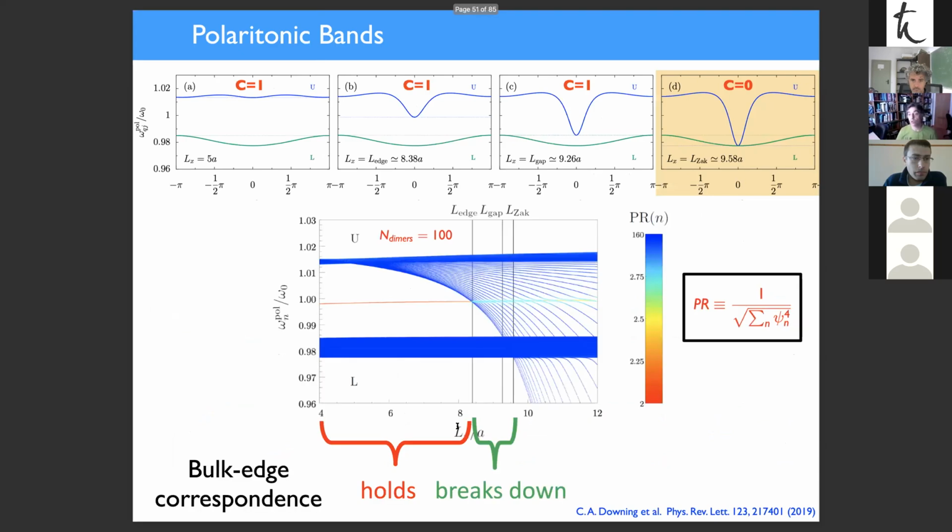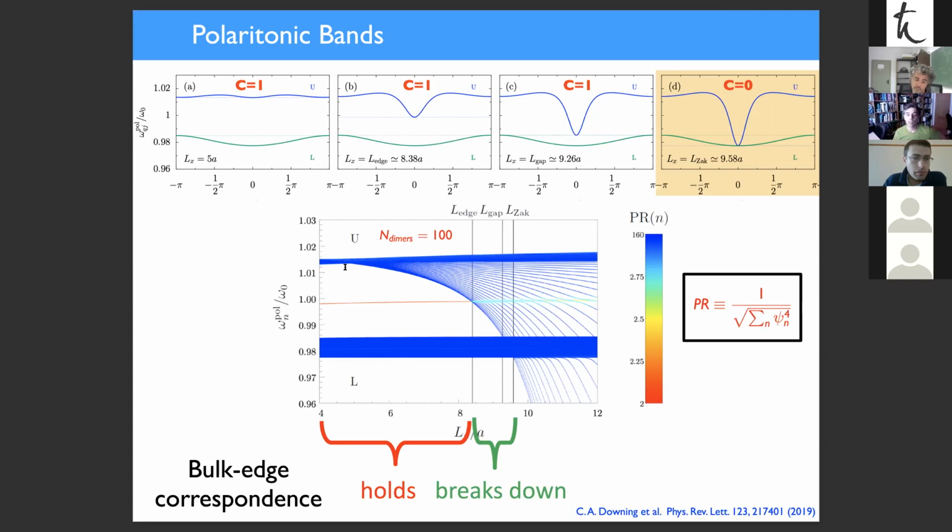Okay, so now if we do a finite system, I told you that the bulk edge correspondence breaks down. So this is because we can take now a finite waveguide with a finite number of dimers, and here we represent, as a function of the width of the waveguide, the participation ratio. That is this quantity that is used in many studies in localization. Essentially it tells you what is the spread, how many sites the wave function is visiting.